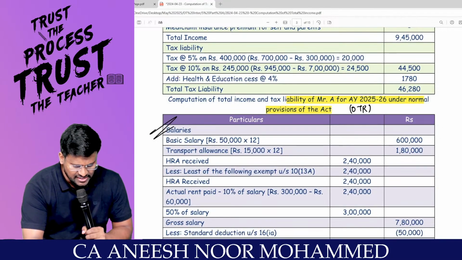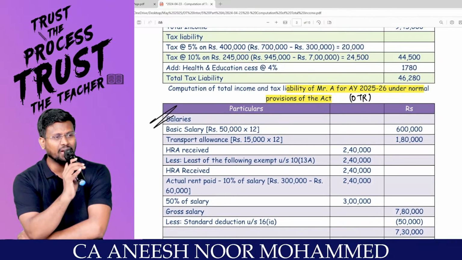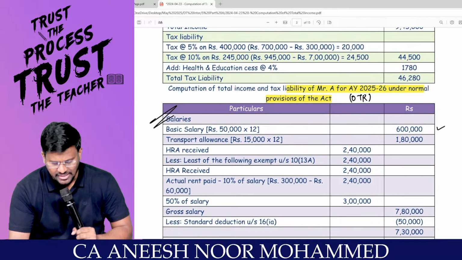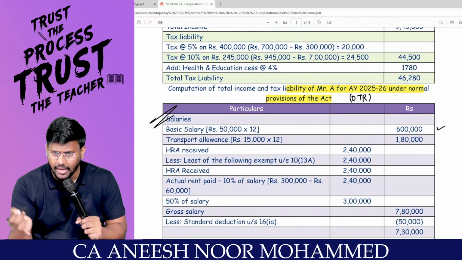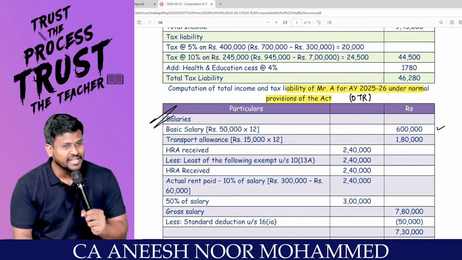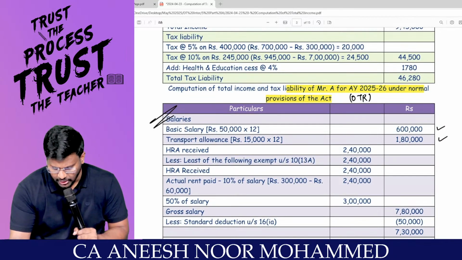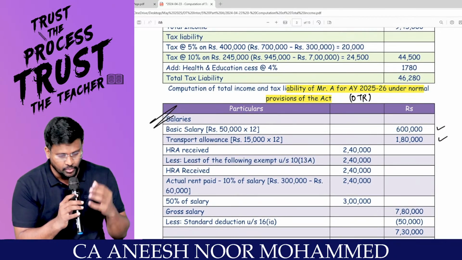First, under the head salary, what is the basic salary? Look at the question and tell me, what is the basic salary per month? 50,000 into 12, 6 lakh. Right, sir? The next allowance received from the employer to the employee is transport allowance. How much rupees per month? 15,000. So 15,000 into 12 comes to 1,80,000. This is the allowance. Right, sir?